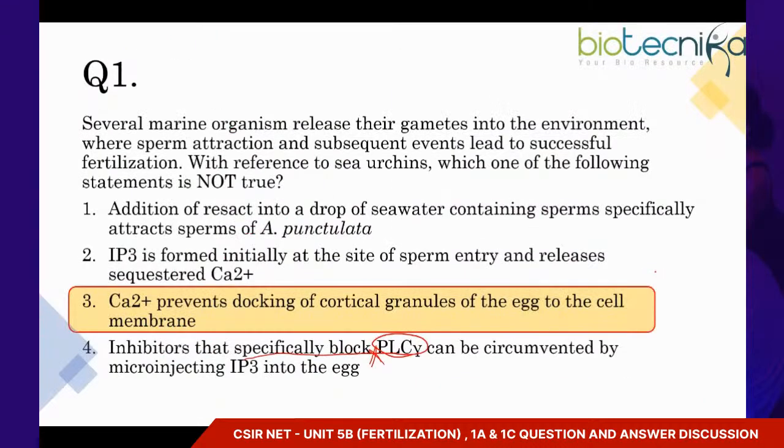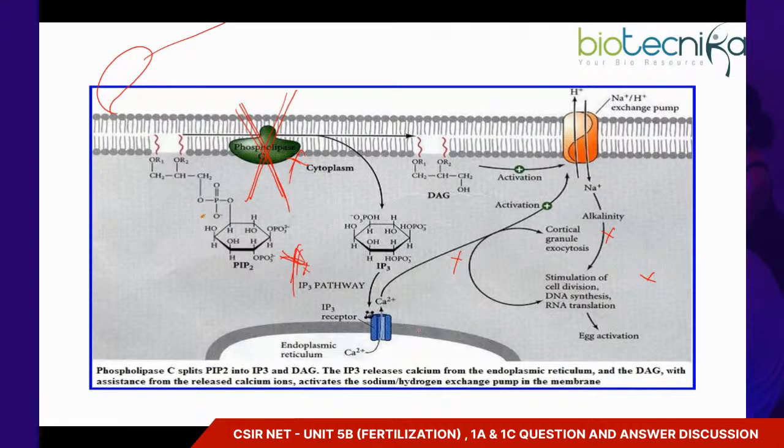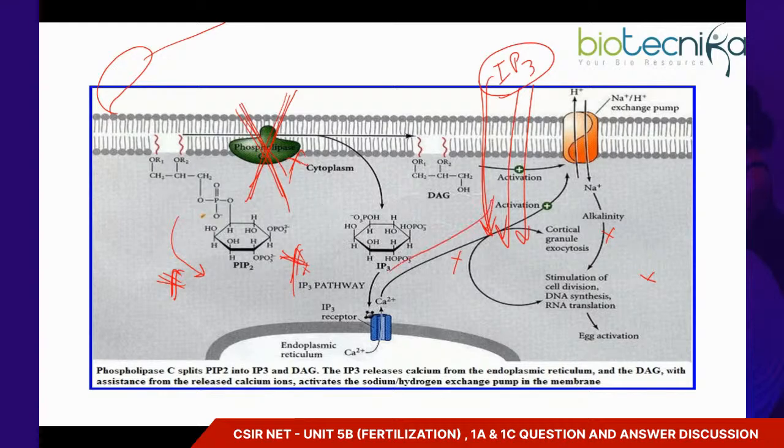But if you microinject IP3 into the egg, you are blocking the PLC gamma, but in turn you are microinjecting IP3 into the egg. So this is blocked. You cannot get IP3 from PIP2. But separately, IP3 is injected from an outside source. Then what will happen? It doesn't matter whether it is coming from inside the cell or not, it will still go and do its job. It will still bind and release the calcium.